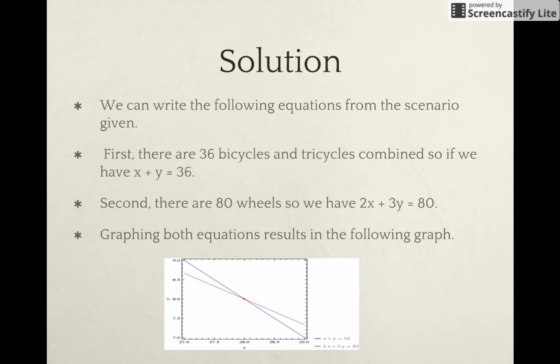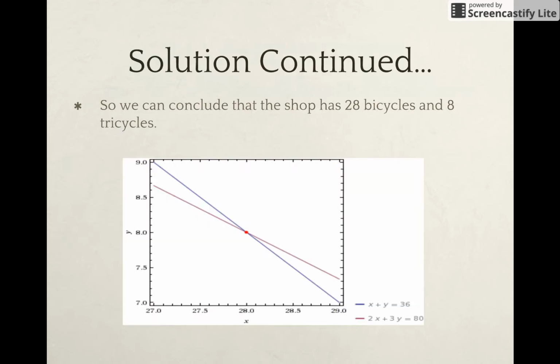One of our methods of solving systems of equations is to graph and identify the ordered pair where the graphs intersect. You see the graph below, and we can see that those two lines do intersect. This is the graph of both of those equations. If we look at a zoomed in picture, we might be able to identify the ordered pair better. I see that on the x-axis, this is the x value 28, and on the y-axis, this is the y value 8. So there must be 28 bicycles, since x was representing the number of bicycles, and 8 tricycles.